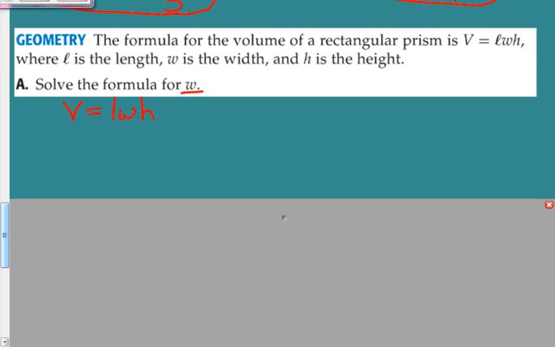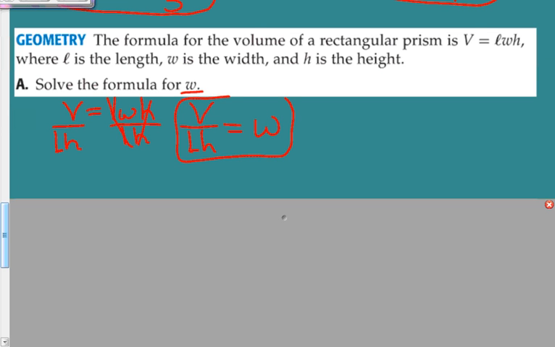So we've got to get the L and the H away from W. And what operation is happening? L and H are being multiplied. So let's divide them away. L and H divided on both sides. So that here we can simplify them away, and you're left with V divided by LH equals W. And that is an LH, not a 1. And now we're solved for W.